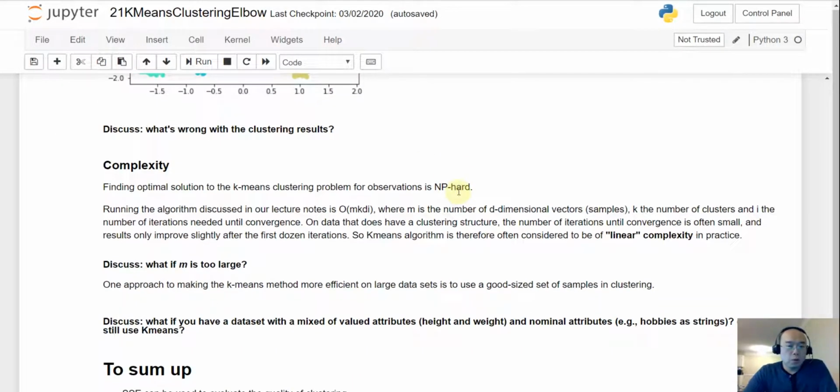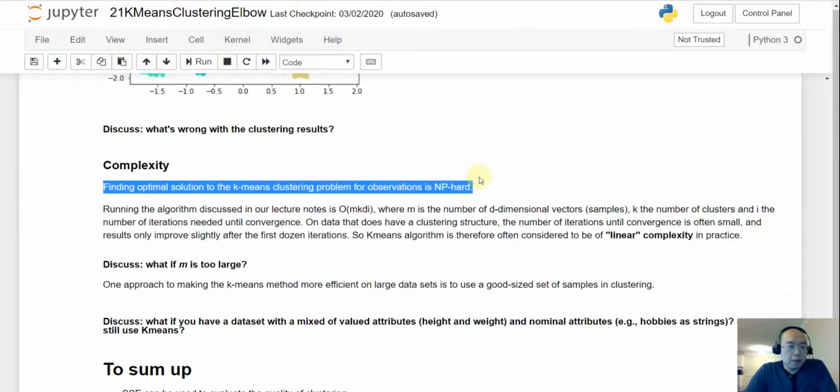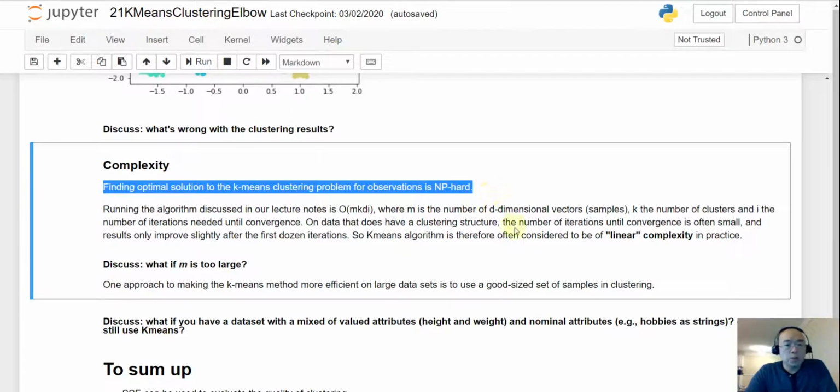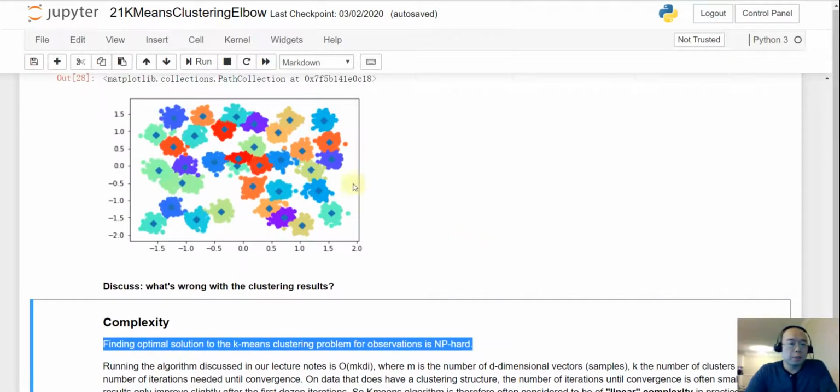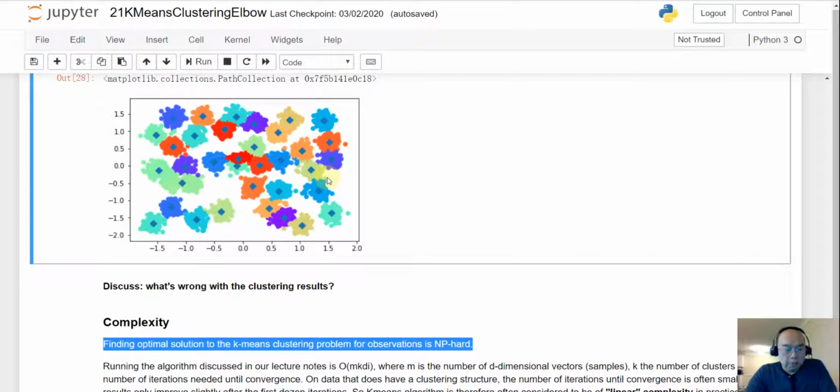Next, I want to emphasize that finding the optimal solution of K-means is NP-hard, which means you can't do this in polynomial time. So in this case, it is not a perfect result. How do we find the perfect clustering which places 35 centroids at the right locations? The answer is we don't have that.